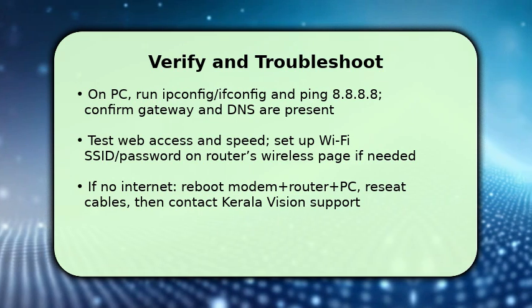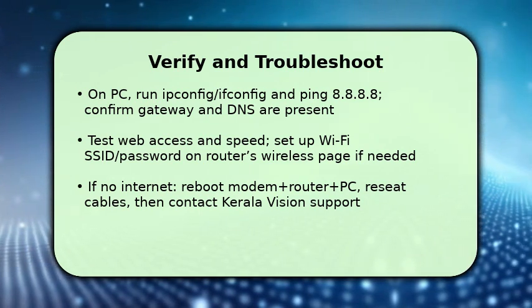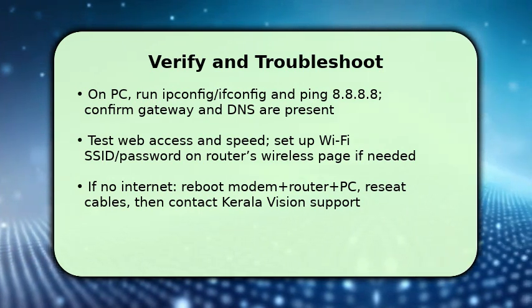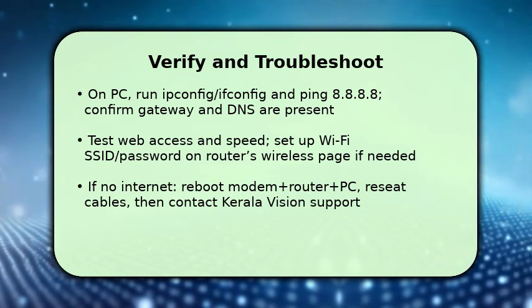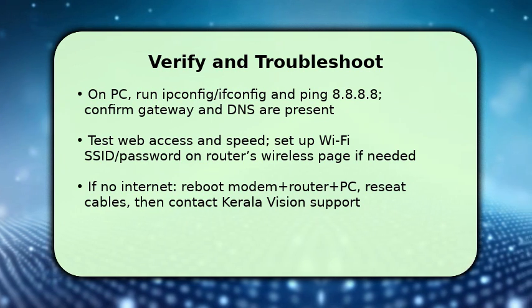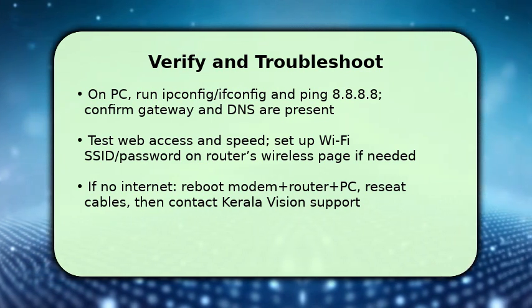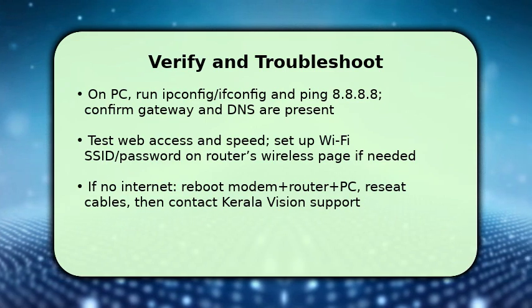If something goes wrong, try one key troubleshooting tip. Power off modem and router, wait 30 seconds. Power them back on one at a time and reseat Ethernet cables. If still offline, contact Kerala Vision support with your modem's WAN status.